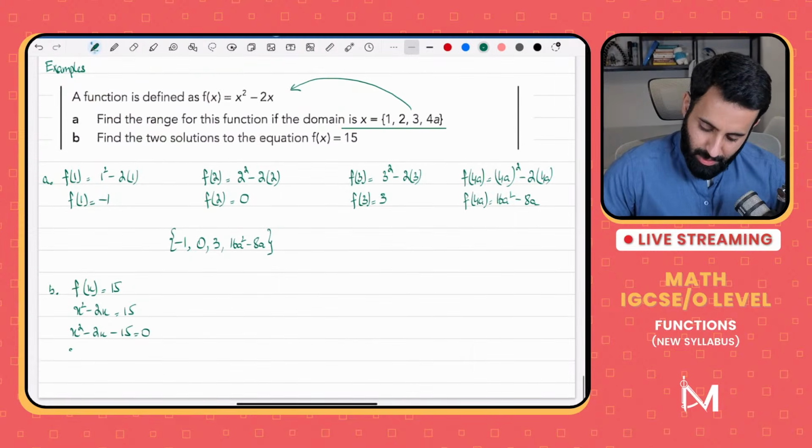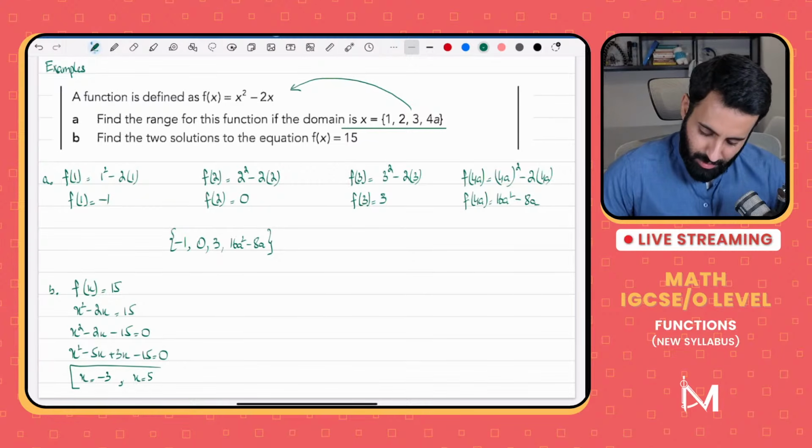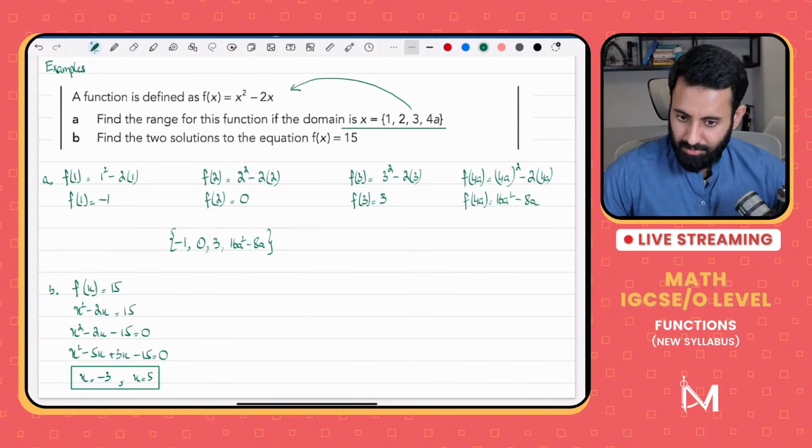Now we can break this down. x squared minus 5x plus 3x minus 15 equals 0. Gonna skip a few steps. And we have x equals minus 3 and x equals 5 as the answer.